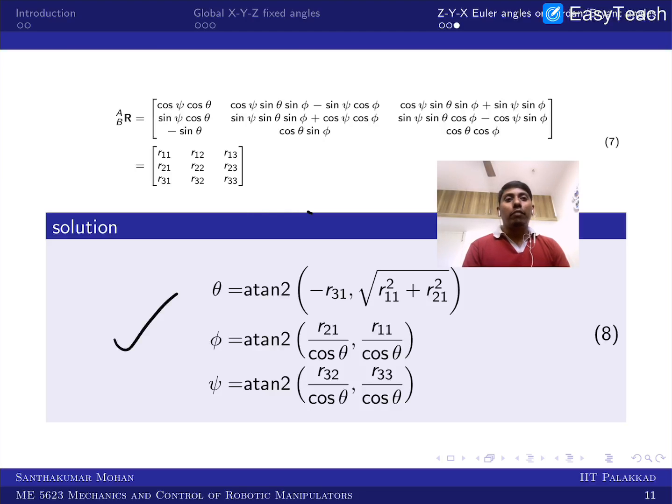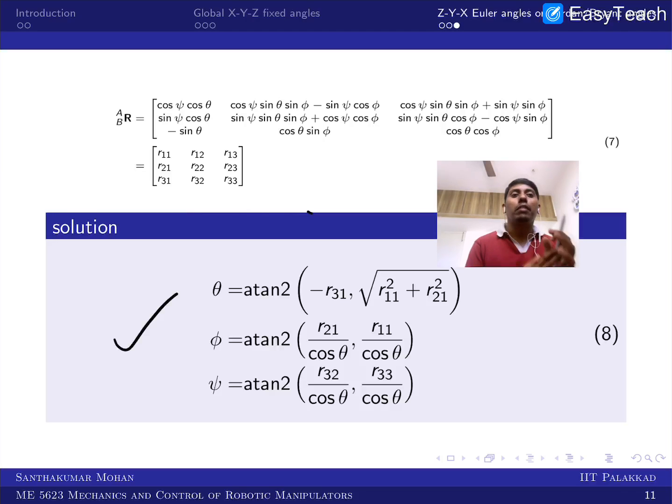Although I have given a very simple idea here, you can go back to the slides, see this video, and come back to me if you have any queries. But the idea here is very straightforward. One is fixed frame rotations, where you have to pre-multiply. The other is rotating with respect to the body or moving frame, where you have to post-multiply. Based on that, we have seen that there are 4 common conventions.